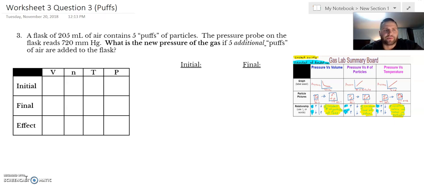Here's how this IFE example reads. It says a flask of 205 milliliters.